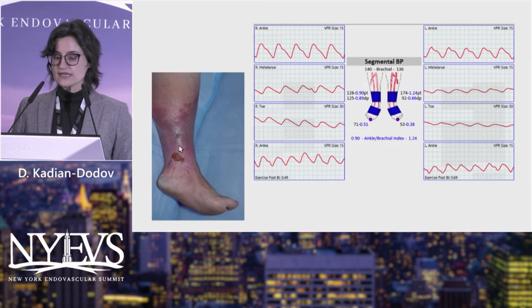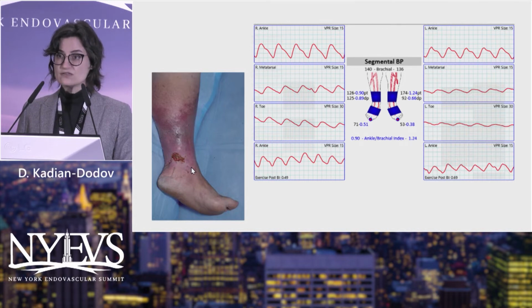Here's what his ulcer looks like. You can see some sequela of venous disease, some hyperpigmentation, lipodermatosclerosis, and ulcer over the malleolus. But because this was a non-healing ulcer for so long, I decided to get some arterial testing.